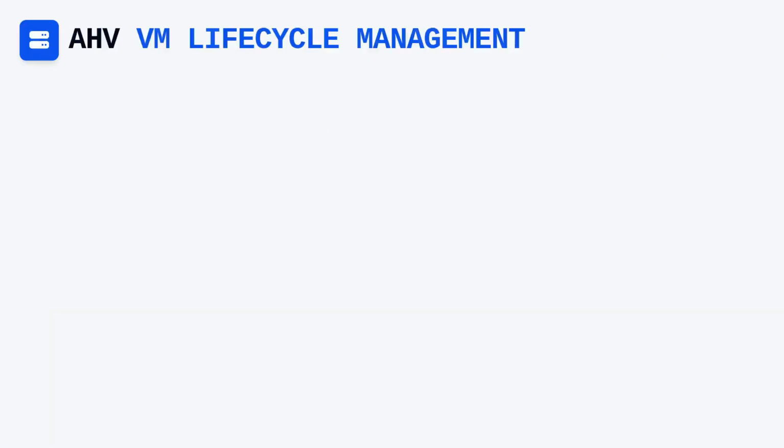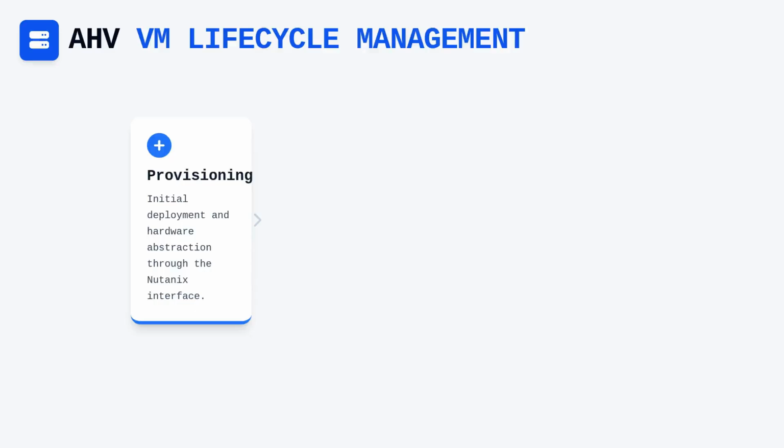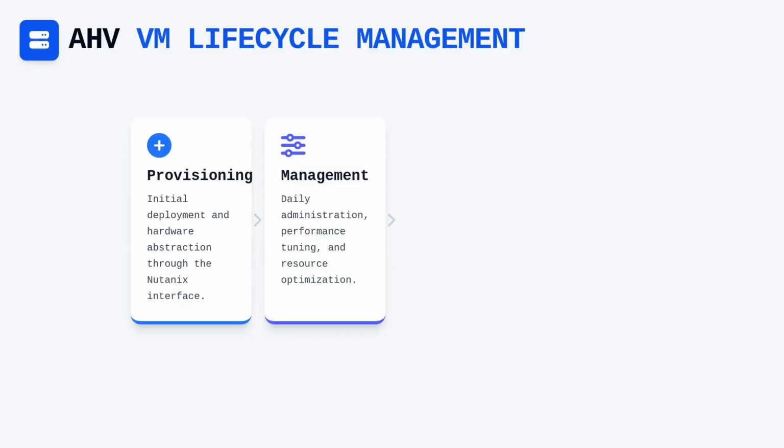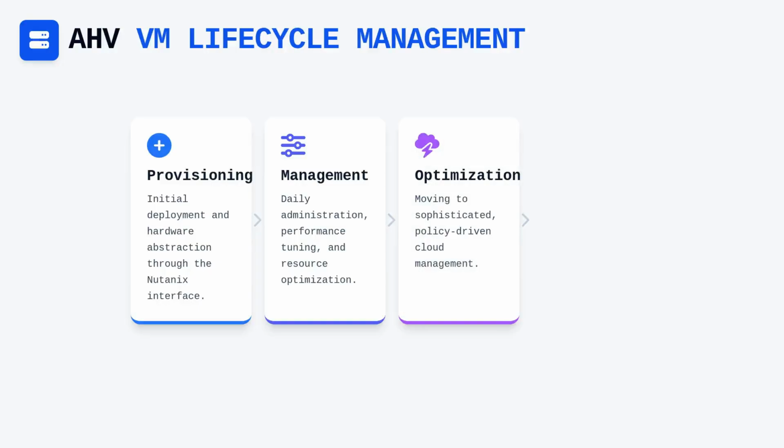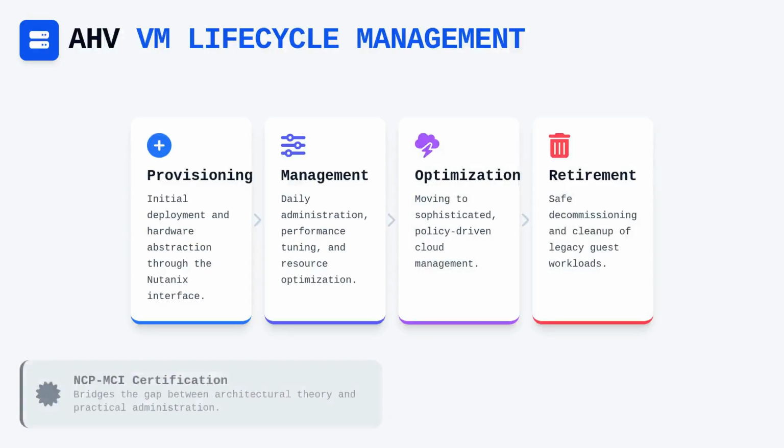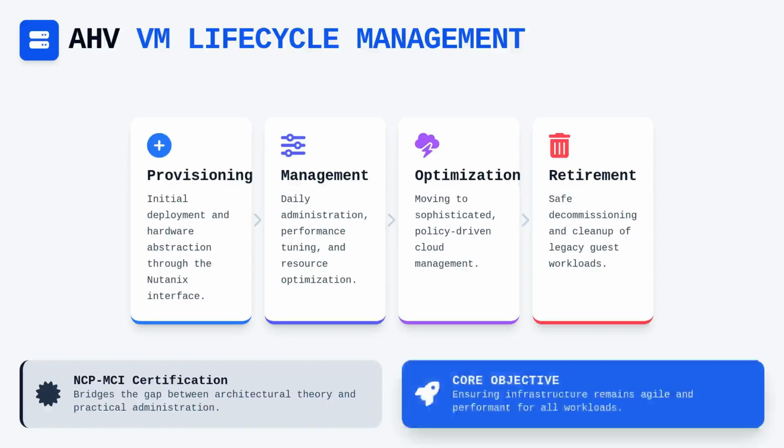In this chapter, we explore how to effectively handle virtual machines within an AHV environment, covering everything from initial provisioning to retirement. By mastering the core lifecycle operations, you ensure that your infrastructure remains both agile and performant for your various guest workloads. Understanding these mechanics is a fundamental requirement for anyone aiming for the NCP-MCI certification, as it bridges the gap between architectural theory and practical daily administration.